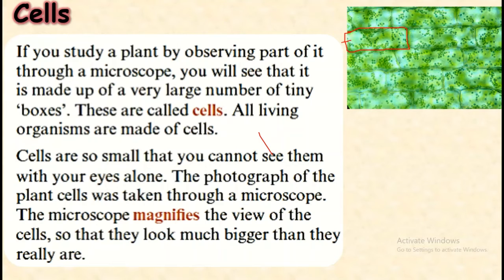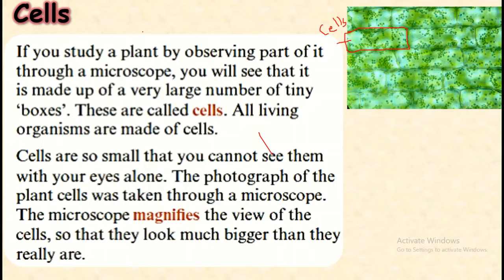These box-like structures are called cells. They are rectangular in shape. All the plants are made up of these kinds of boxes, and each box is called a cell. So now the question here is, can you see the cell with your naked eyes? The answer is no. So how can you see it? We can see a cell through the use of a device which is called a microscope.